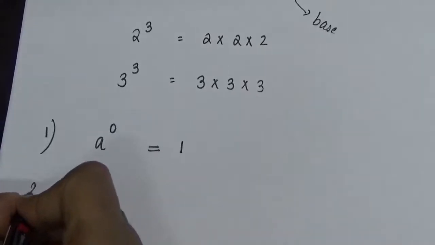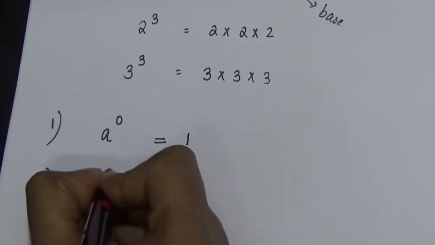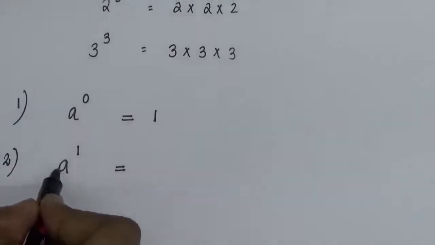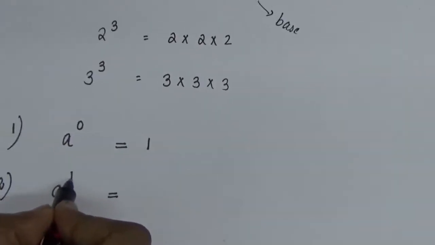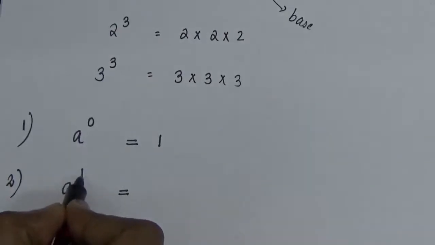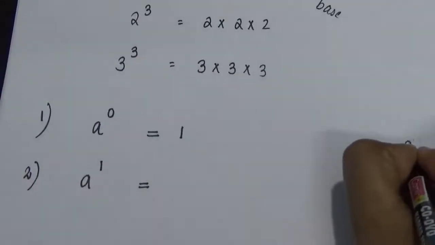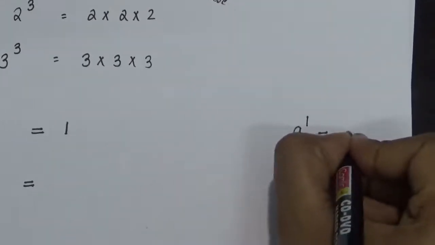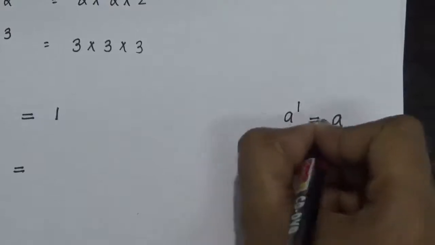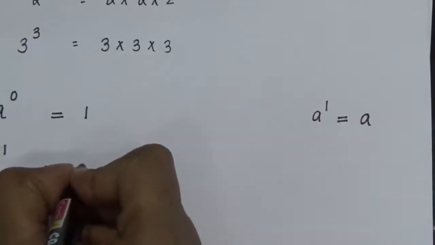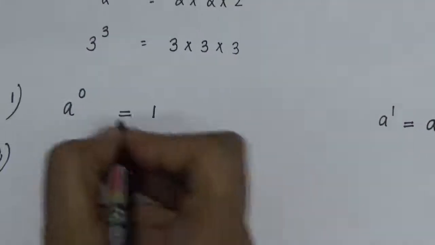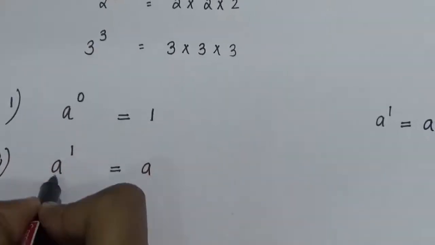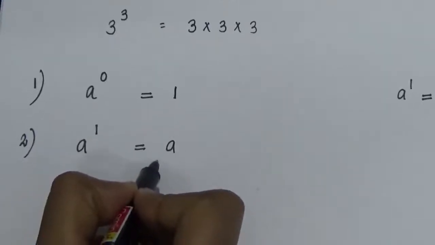And the second rule is a to the power 1. Here the base is a, meaning any number, and 1 is the exponent. So a to the power 1 means what? By using the definition of exponent, a raised to 1 means a multiplied 1 time. Am I right? So a to the power 1 is a. So two very important laws: the first one is a raised to 0 is equal to 1, and the second is a raised to 1 is equal to a.